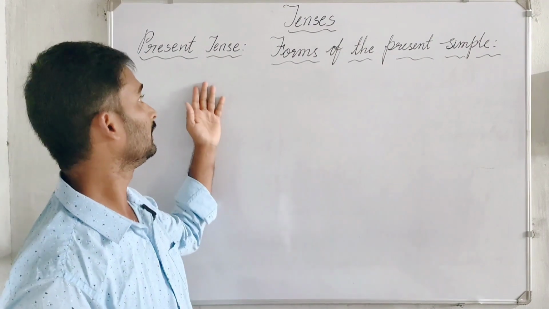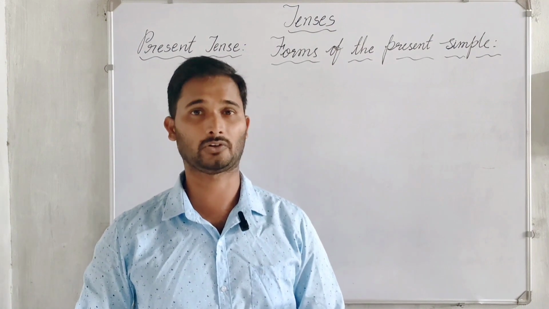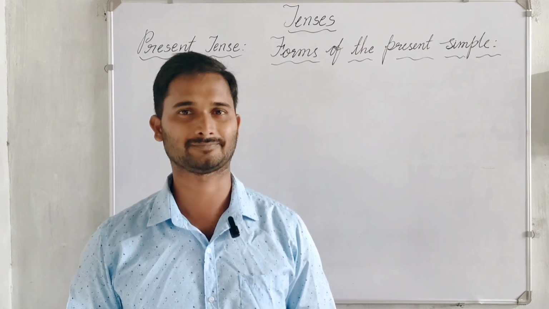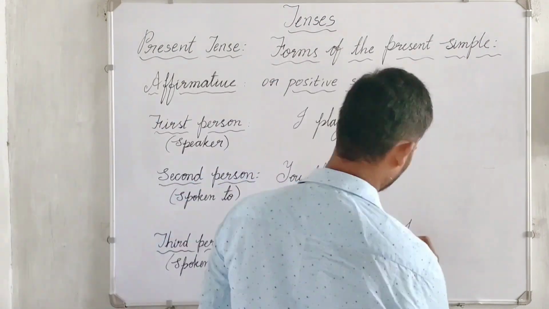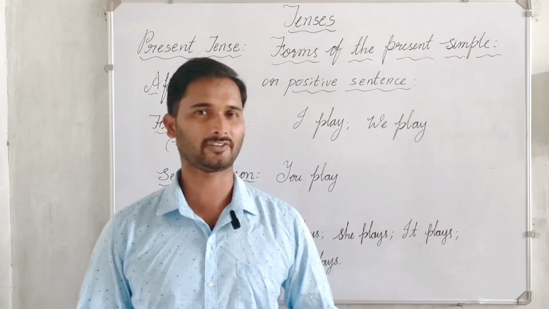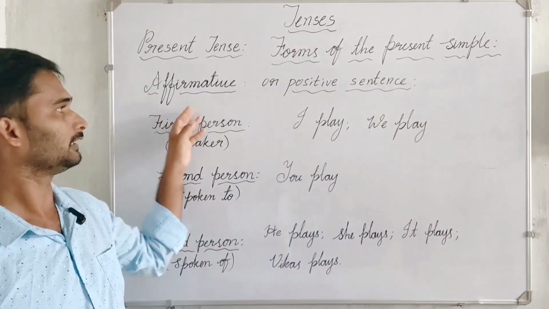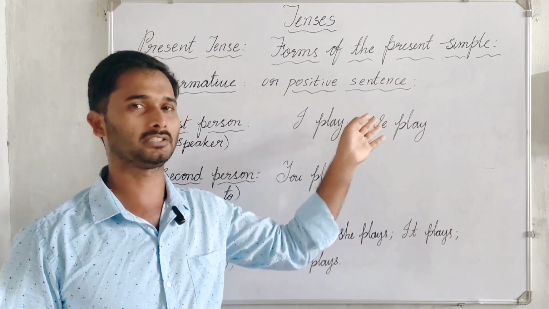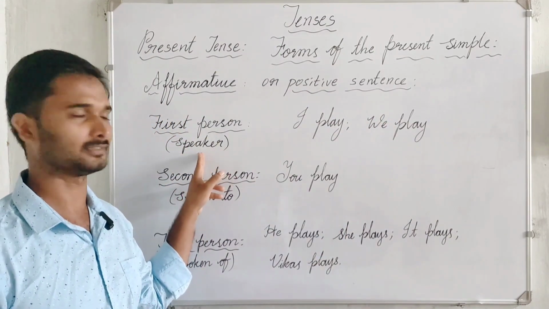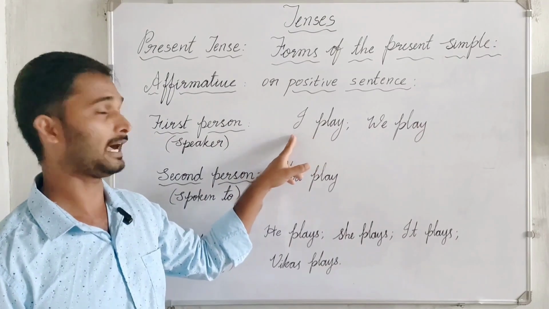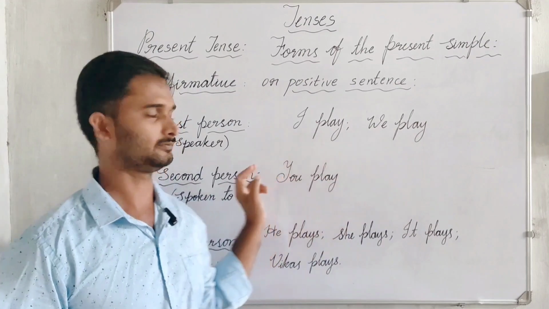First, we are going to learn the present tense, the forms of the simple present tense, or we also call it present indefinite tense. Let us learn the present indefinite tense, or present simple tense. Affirmative, or we also call it a positive sentence. First person, we also call it speaker. Some examples: I play, we play.